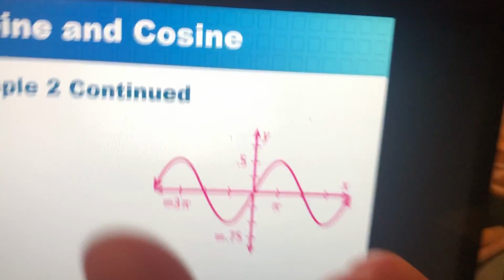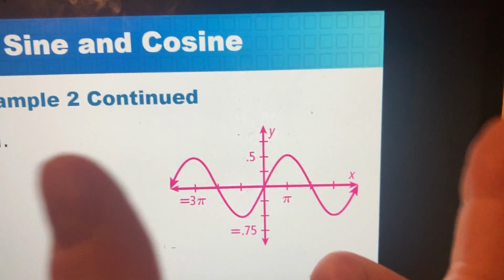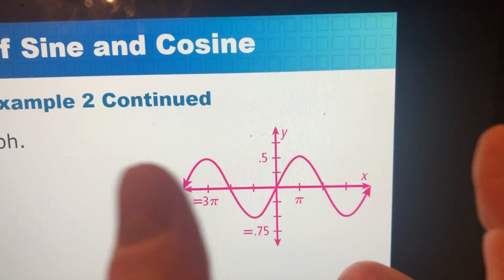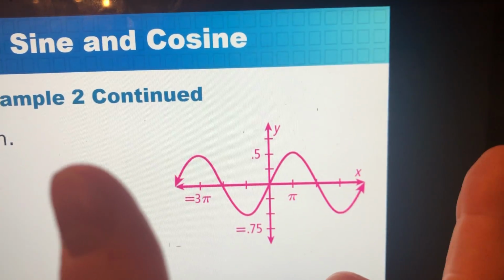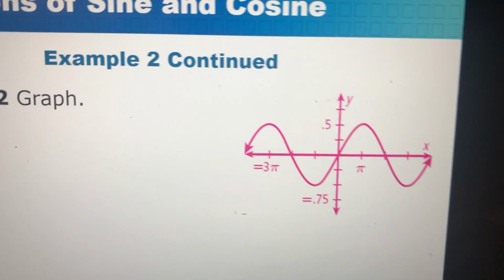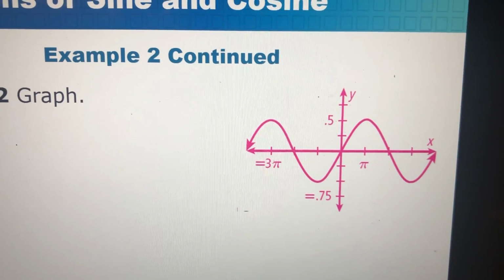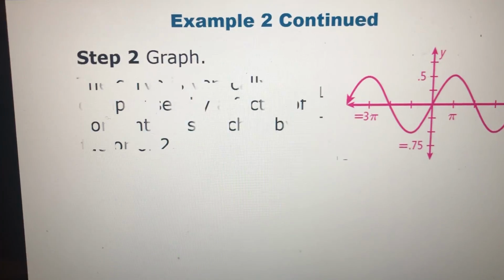Okay, it basically is also like how stretched or compressed it is. Think of it like an accordion. You could smush it in, right? And your period would be shorter, or stretch it out and your period would be longer. Okay, let's do one more.